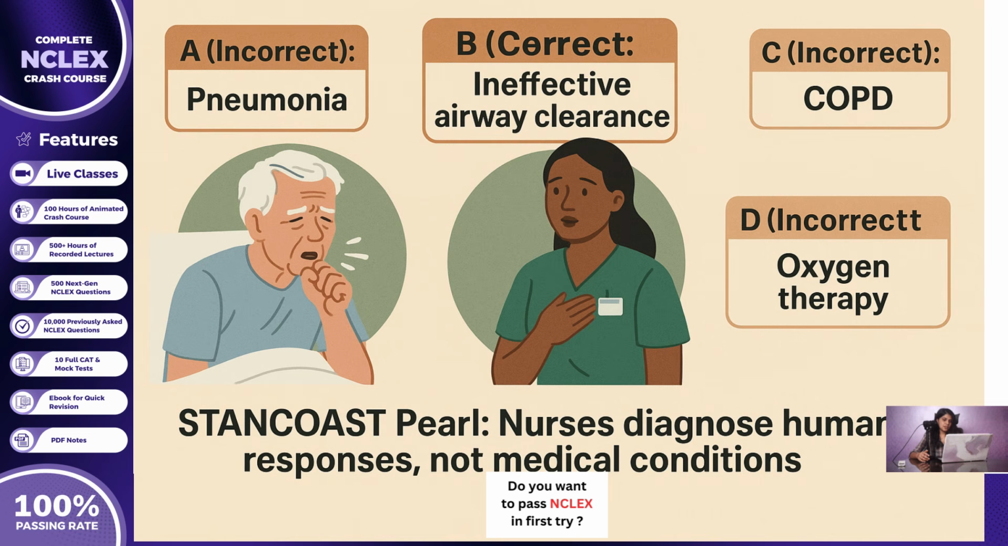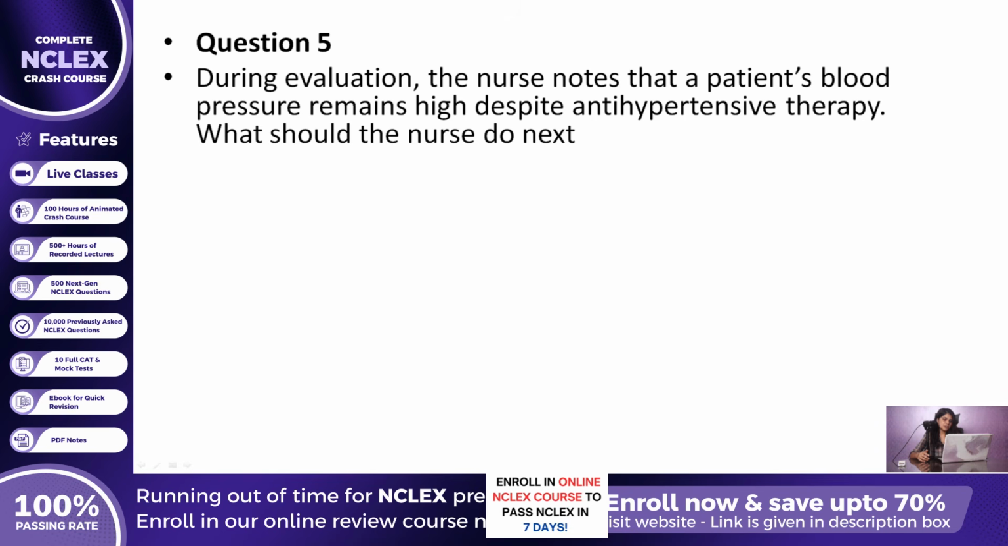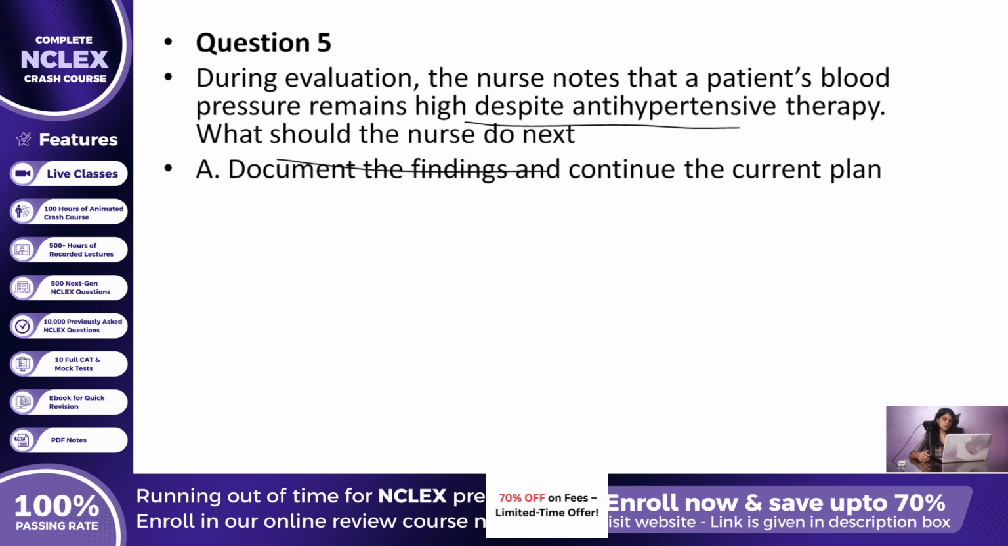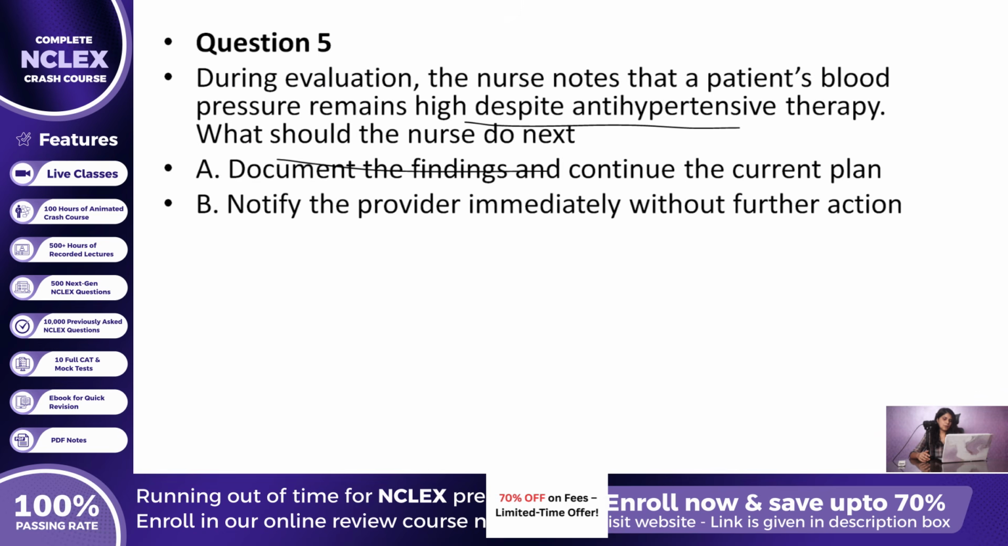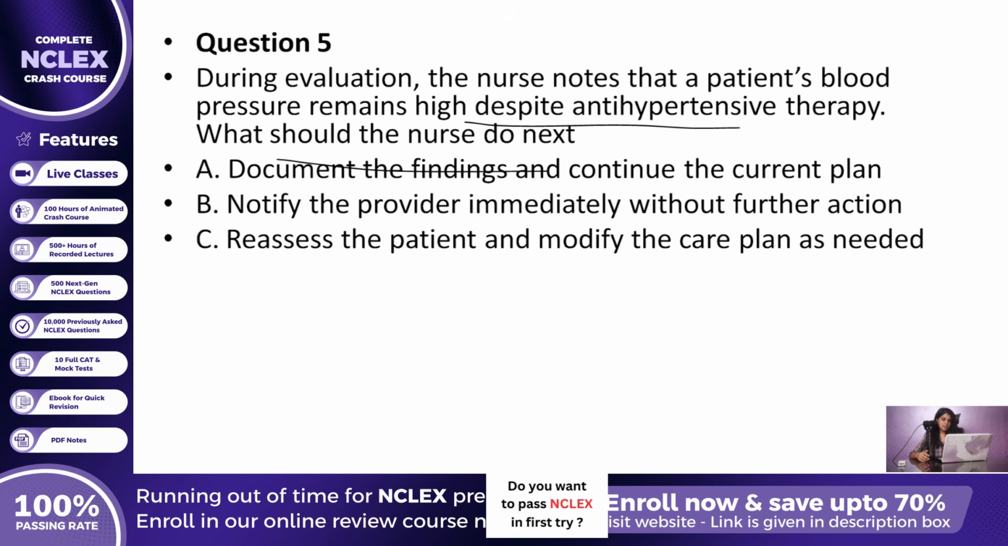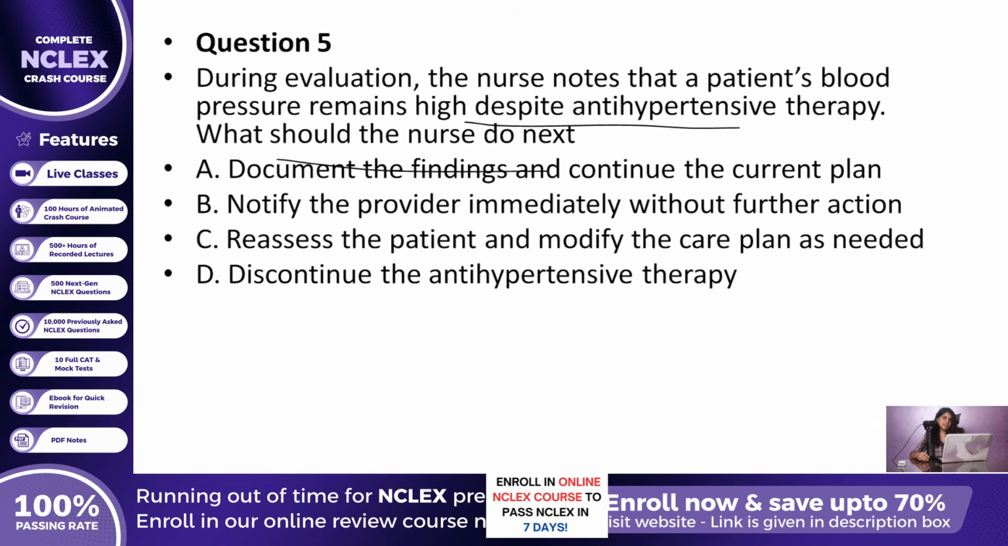Next is question 5. During evaluation, the nurse notes that a patient's blood pressure remains high despite antihypertensive therapy. What should the nurse do next? Option A, document the findings and continue the current plan. Option B, notify the provider immediately without further action. Option C, reassess the patient and modify the care plan as needed. Option D, discontinue the antihypertensive therapy.